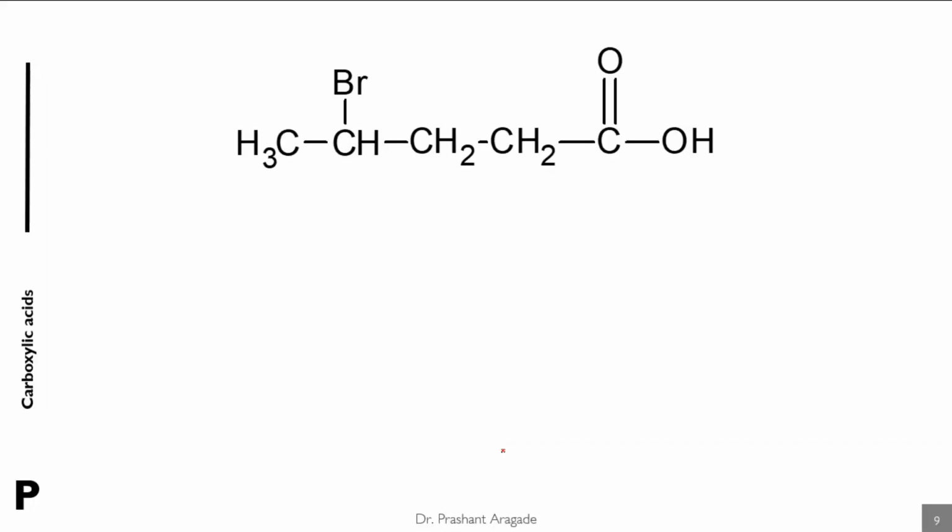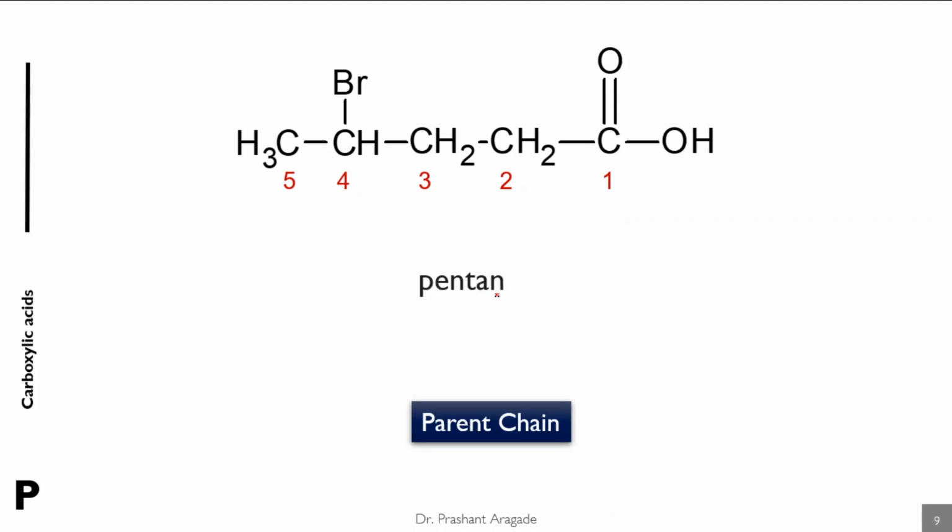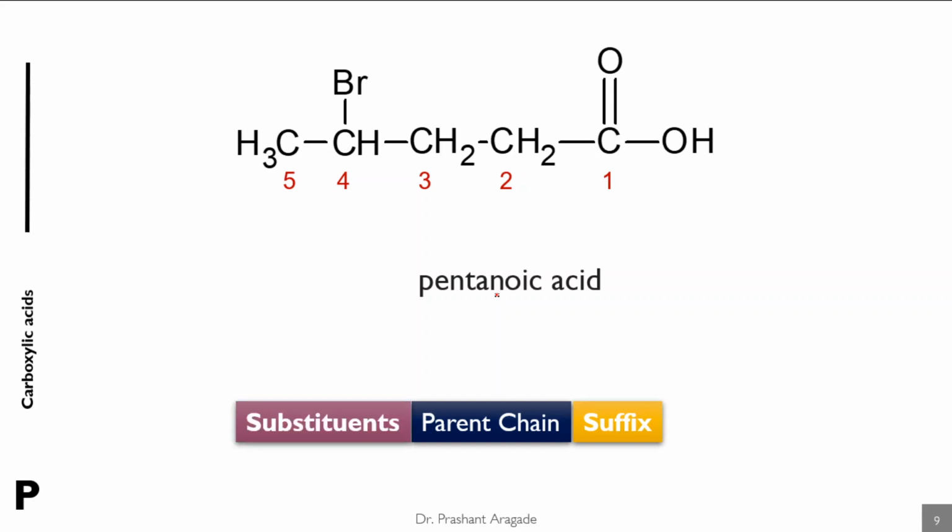So another example. In that example, if you number from one end, that is from the carbonyl carbon atom, the parent chain contains 5 carbon atoms, so the name is pentane. Then add the suffix, that is oic acid, and try to find the substituents. The substituent is a bromine group at number 4. So bromo, then prefix its position number, that is 4. So the name is 4-bromopentanoic acid. If you follow this system while naming any compound, you will not make mistakes, that is substituents plus parent chain plus suffix.